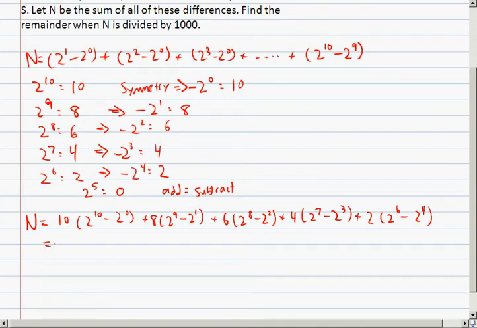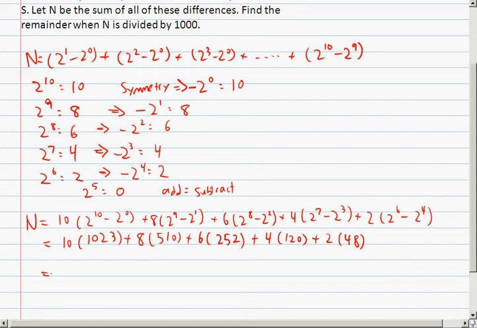And furthering this computation gives us 10 times 1023 plus 8 times 510 plus 6 times 256 minus 4, which is 252, plus 4 times 128 minus 8, which is 120, plus 2 times 64 minus 16, which is 48.